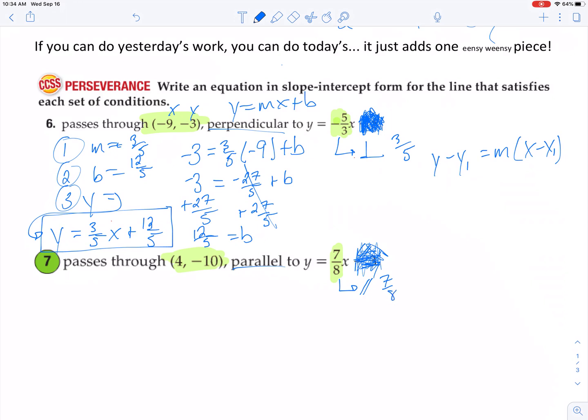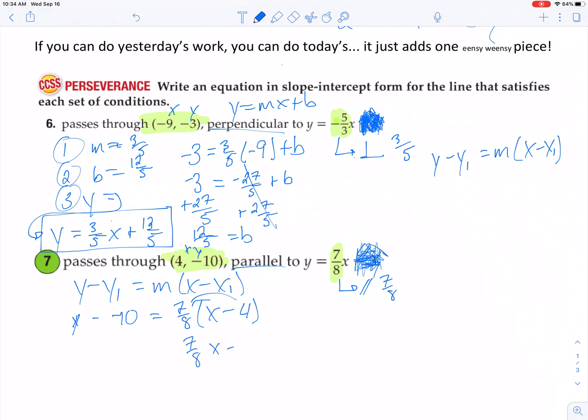Okay, this time I'm going to do that y minus y method. So y minus y1. Okay, so again, my point is x, y. So I have, oops, that was supposed to be a y minus the negative 10 equals the slope, which is 7/8, times x minus x1, which is 4. All right, looks like now I can distribute.